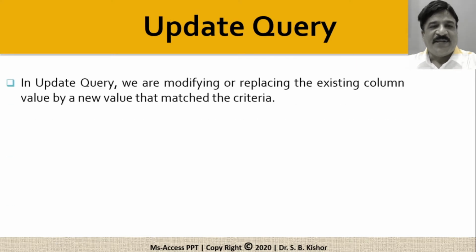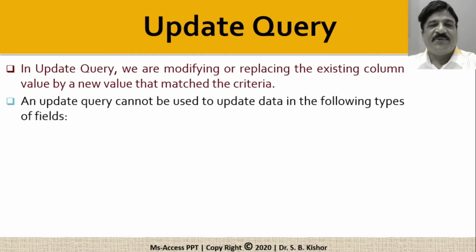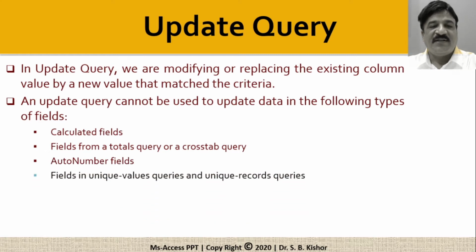Then what is update query? In update query, we are modifying or replacing the existing column value by a new value that matches a criteria. An update query cannot be used to update the data in the following types of fields: a calculated field or a field from a total query or cross-tab query, an auto number field, a field in unique value queries or unique record queries, a field in union queries, and fields that are primary keys.